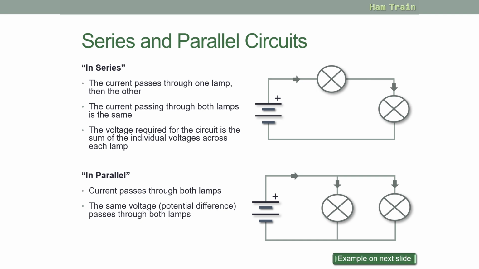However, the current is split. So half of the current goes that way, half of the current goes that way. So you should see the difference. Here, the voltage is half and the current is the same. But here, the voltage is the same and the current is halved. Let's look at that as an example now.